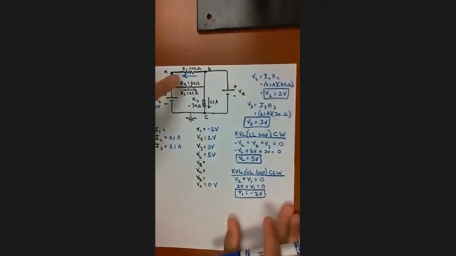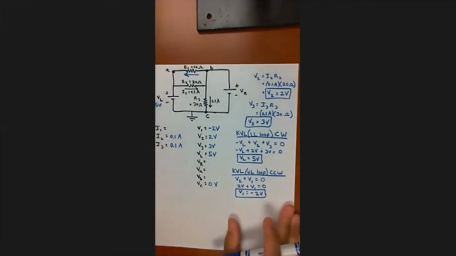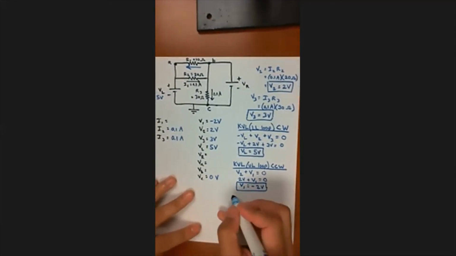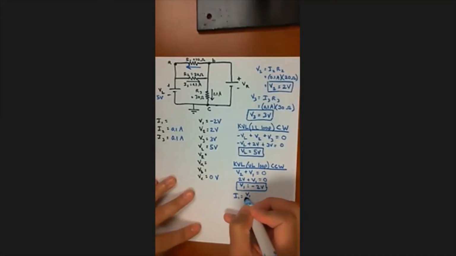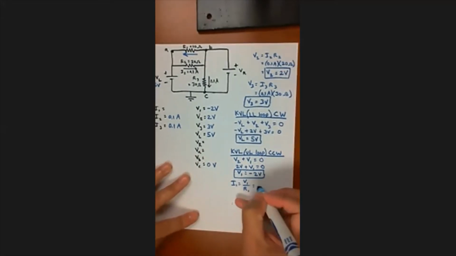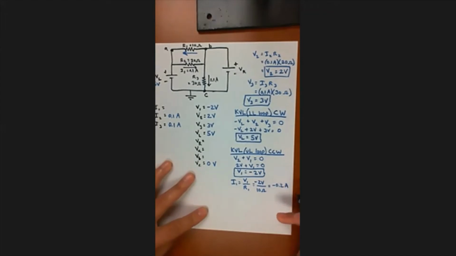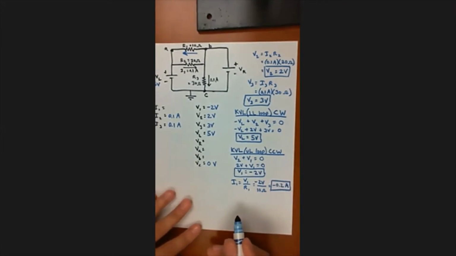Now I know the voltage drop across R1, and I already know the resistance of R1, so I can use Ohm's law to find I1. I1 equals V1 divided by R1. V1 is negative 2 volts, and R1 is 10 ohms. And negative 2 divided by 10 is negative 0.2. And when I take volts divided by ohms, I get amps. All right, so I1 is negative 0.2 amps. All right, so I can write that in.